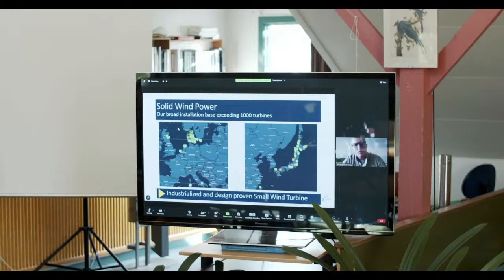Some of the last slides, despite the fact that these pictures are a couple of years old, they do show the deployment of our portfolio. We are exceeding 1,000 turbines installed and in operation worldwide. So we do feel that our product is not only well designed and certified, but also now a proven industrialized design.